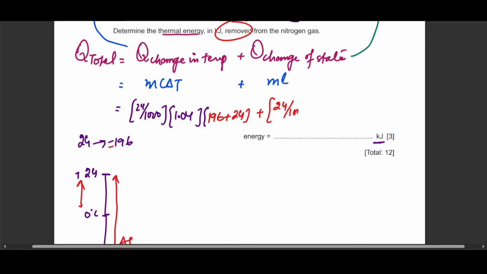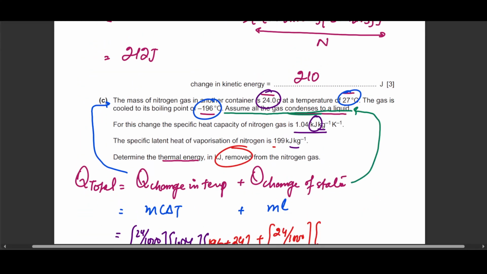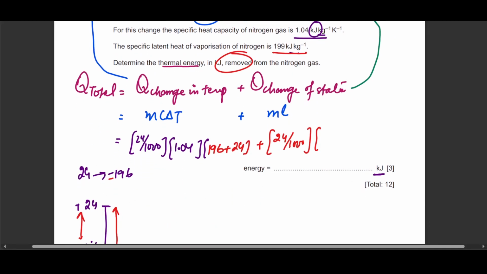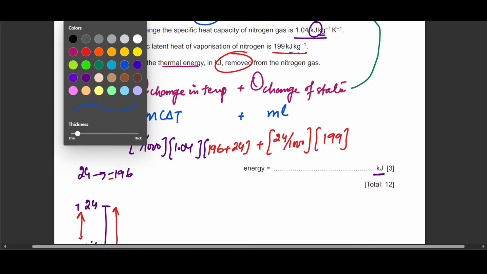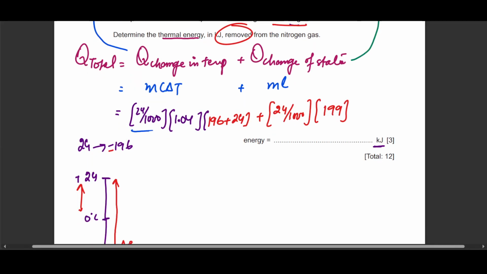So 24 divided by 1000 to convert it into kilograms. And then we have to look at the latent heat, which is 199 kilojoules per kg. Again, it is in kilojoules, so I don't need to convert this into joules to use a prefix. Once you solve this whole equation, this answer is going to come out as 10.3.